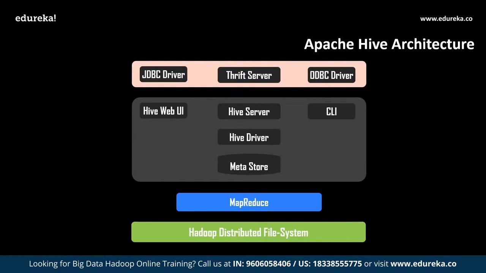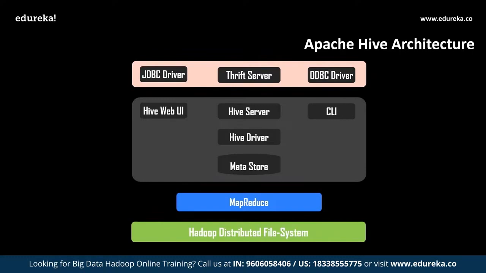Moving on, we shall deal with Hive driver. The Hive driver receives queries from different sources such as Web UI, CLI, Thrift, and JDBC or ODBC drivers. It transfers the queries to the compiler. Followed by that, we have the Hive compiler. The purpose of Hive compiler is to parse the query and perform semantic analysis on the different query blocks and expressions. It converts Hive QL statements into MapReduce jobs. Finally, we have Hive Execution Engine. Hive Execution Engine is the optimizer that generates the logical plan in the form of DAG or Directed Acyclic Graph of MapReduce tasks and HDFS tasks.